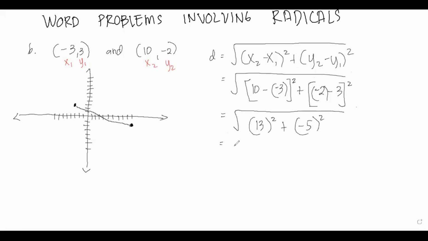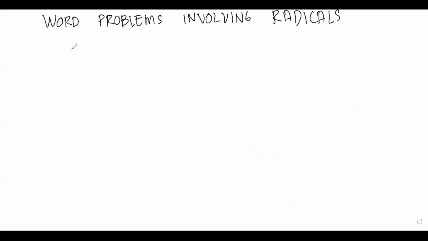Simplify again. 13 raised to 2 is 13 times 13. It's 169 plus negative 5 raised to 2 is negative 5 times negative 5. We have positive 25. Then add 169 plus 25. It's 194. Meron pa bang isa-simplify si square root of 194? Wala na. So this is now the length of this segment whose endpoints are (-3, 3) and (10, -2). So that's it.